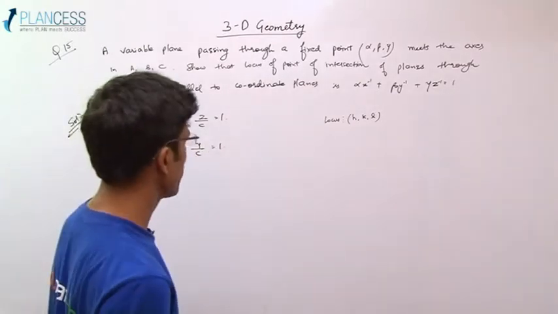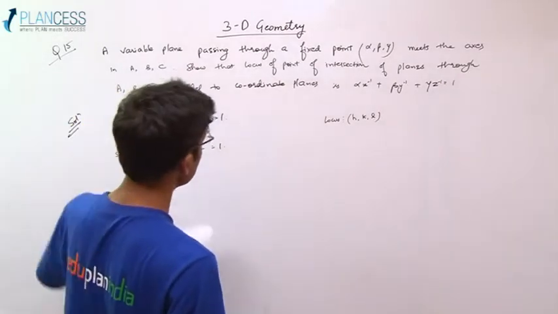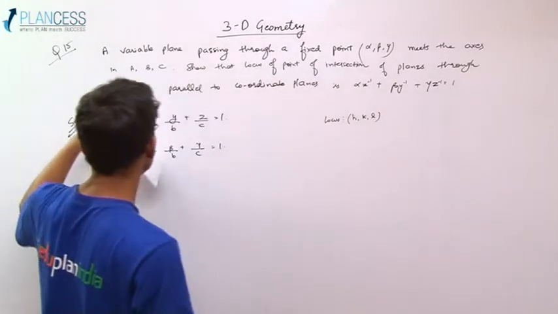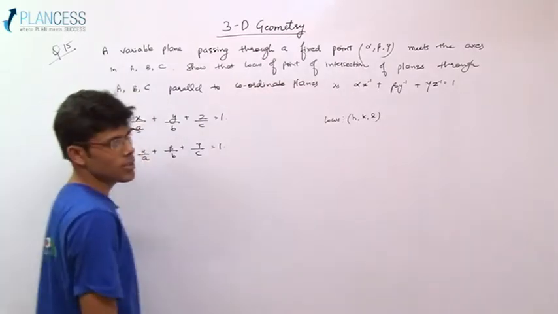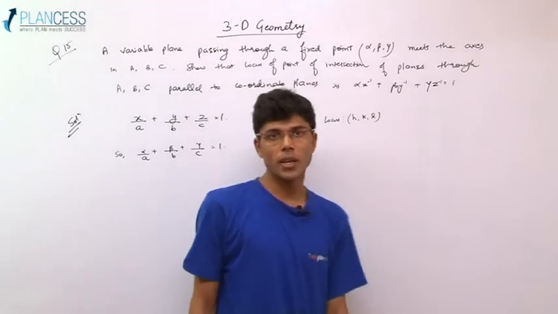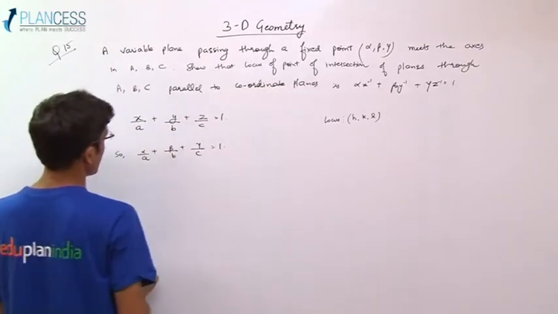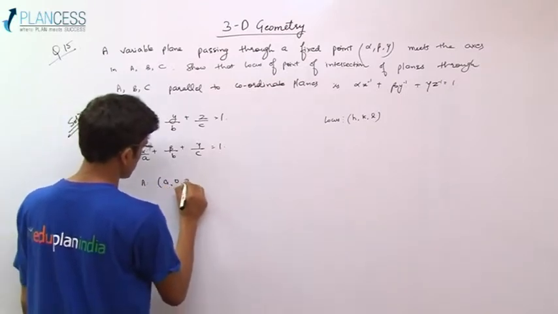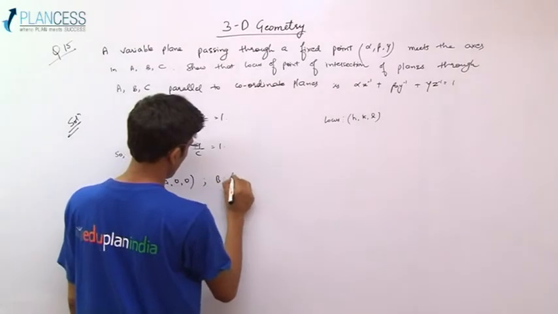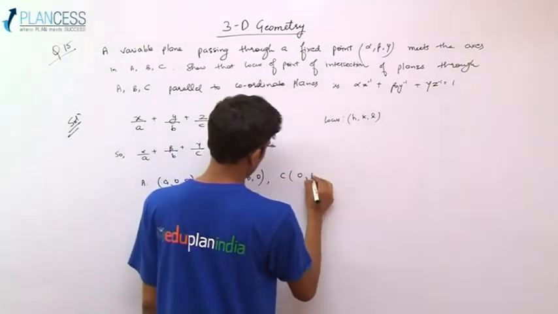Now, locus of the point of intersection of planes. So let us find point A. Point A is the point at which the plane meets the x-axis. So putting y and z as 0, we get point A as (a, 0, 0). Similarly, point B is (0, b, 0), and point C is (0, 0, c).